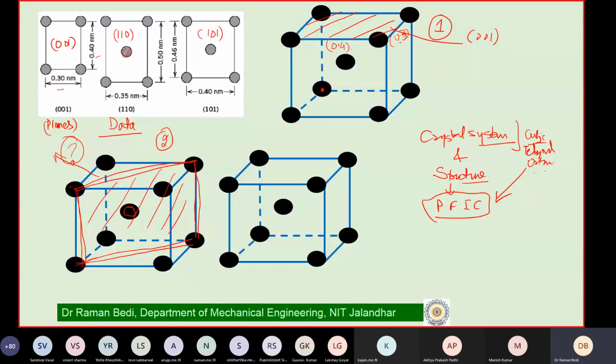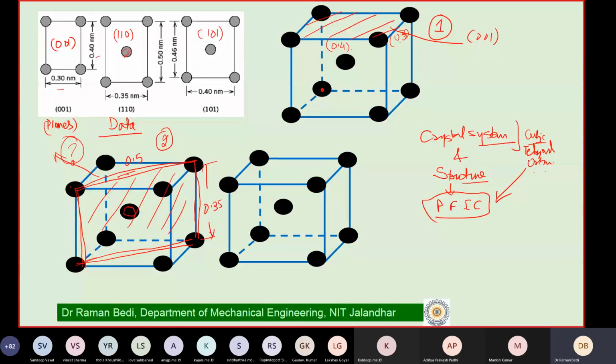0.4, 0.3. Anyone can tell me? 0.5. Sir, the diagonal will be 0.5. Okay. Then what is the other side? Other side is 0.35. So I say that this is your 0.5 nanometers, and this side happens to be 0.35.